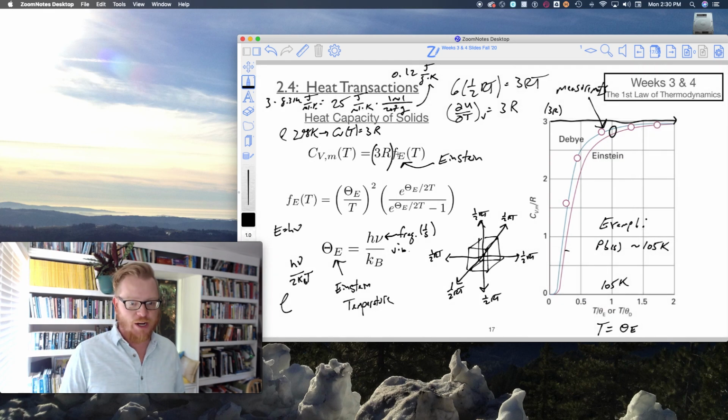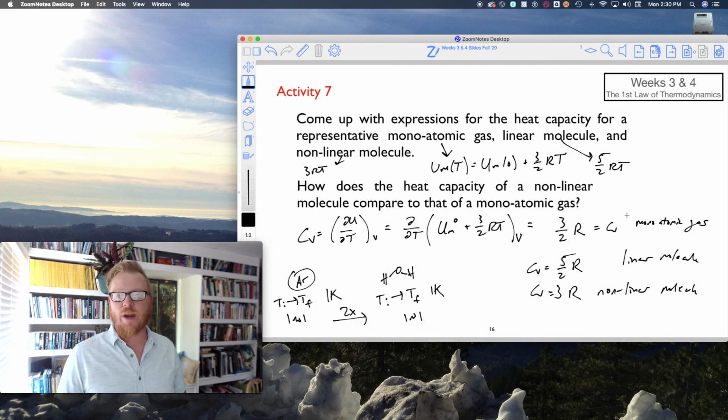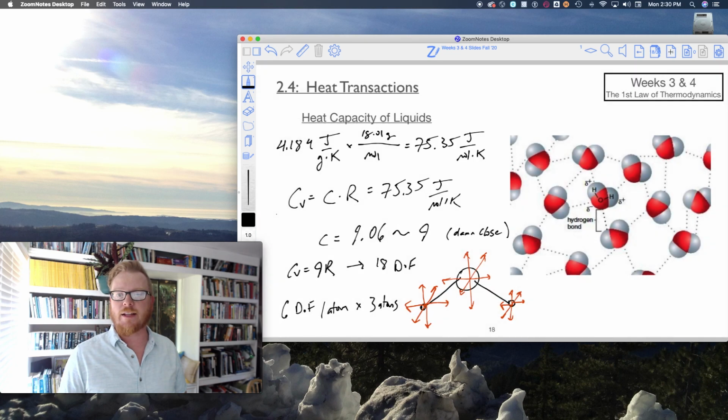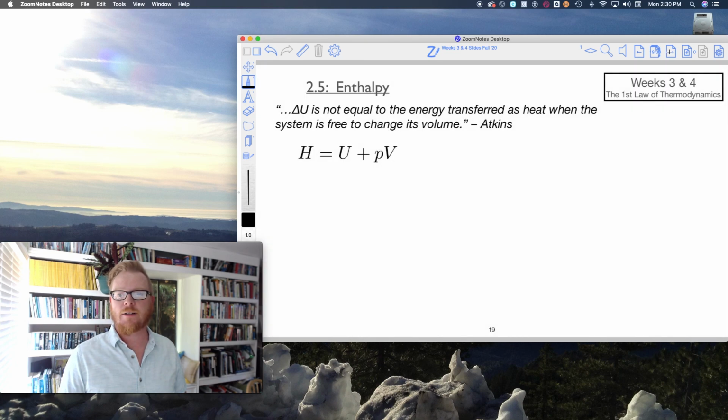For solids, 3R for the heat capacity. And that is, of course, above the Einstein temperature, right? And then for gases, 3/2 R for monatomic gas, 5/2 R for linear molecule, 3R for nonlinear molecule heat capacities, okay? I think that's a pretty good place to end it.